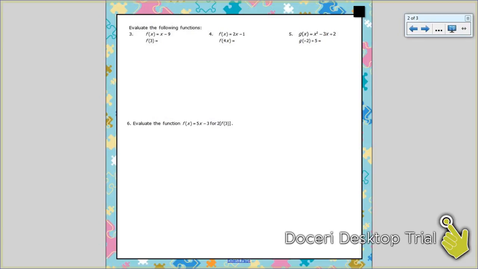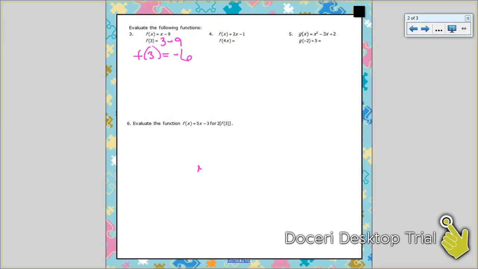So if you look at examples 3, 4, and 5, they just say evaluate the function. And so then they tell you f of x is x minus 9, and they want you to find f of 3. So that means wherever you have an x, you're going to plug in a 3. So we're going to do 3 minus 9, which happens to be -6. So that's your answer. So all they're doing is saying plug in a number, tell me what it equals.